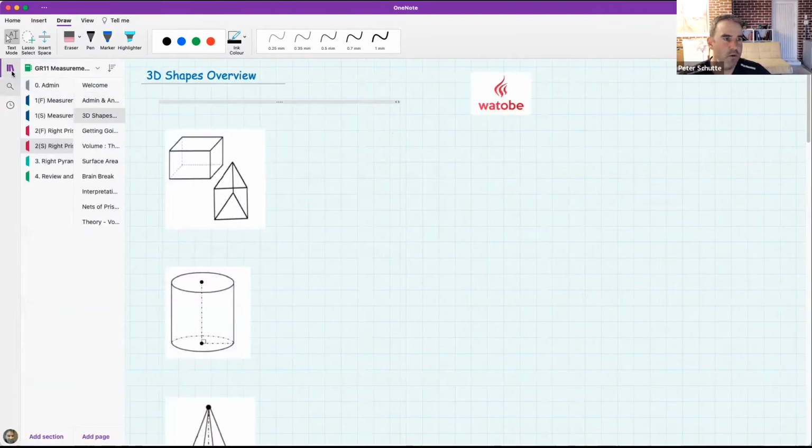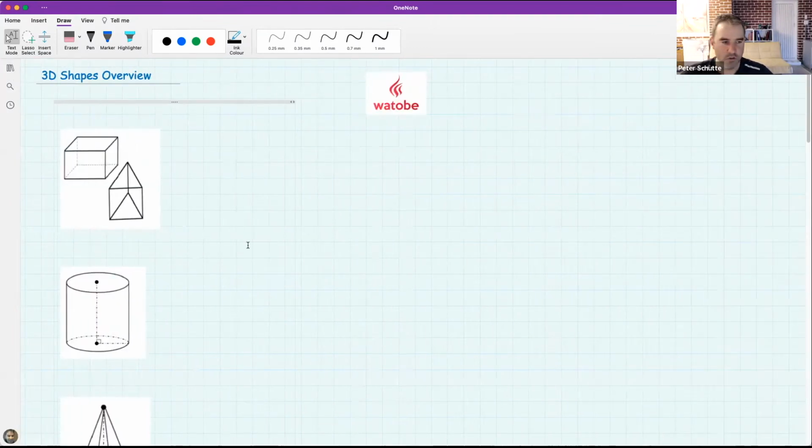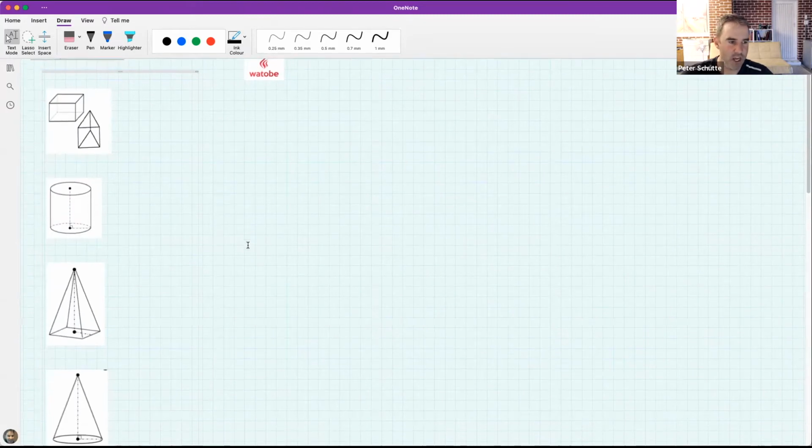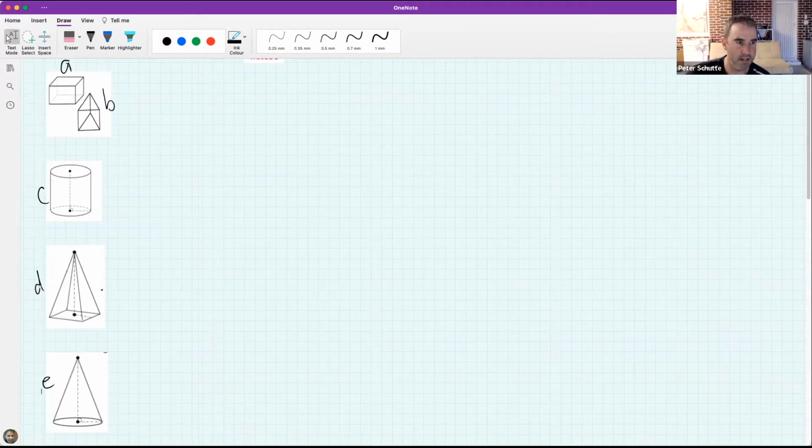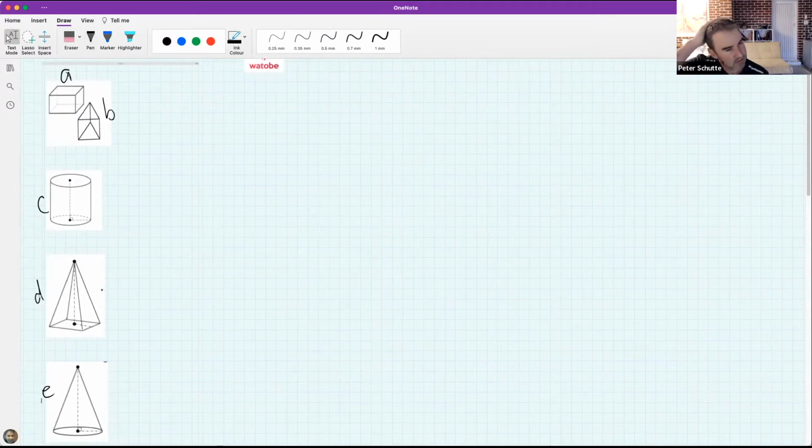Okay, so what I want to do quickly is I want you to just name these shapes for me. So in the chat, A, B, C, D, E. So these are the three-dimensional shapes that we are going to be talking about over the next 2 lessons. And I just want to make sure you also know what their names are. And then we'll talk a little bit more about some stuff about that.